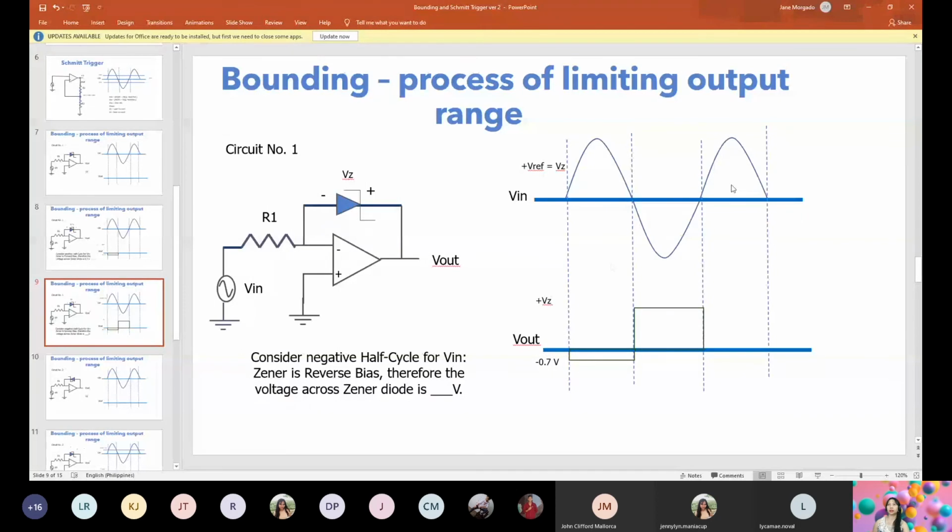And of course, as it enters the positive half cycle again, we will again have an output equal to 0.7. So with this circuit, the output is limited to positive Vz and negative 0.7.